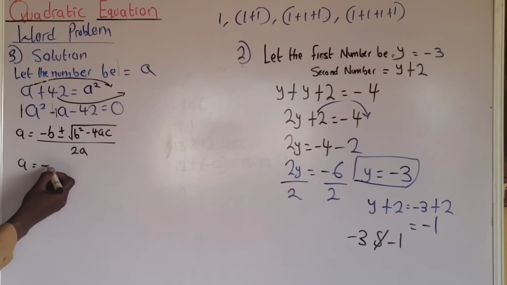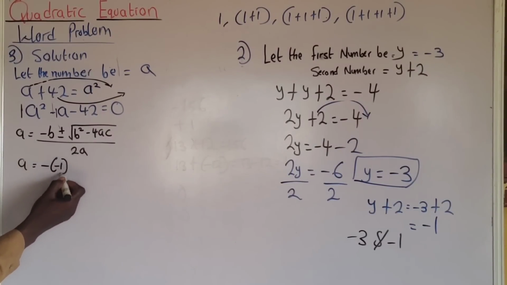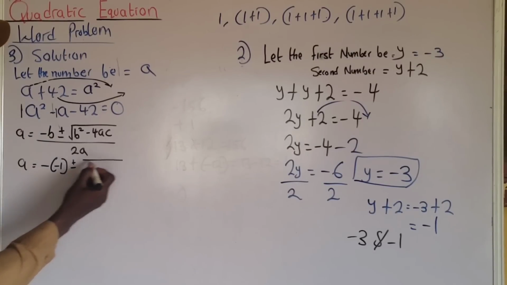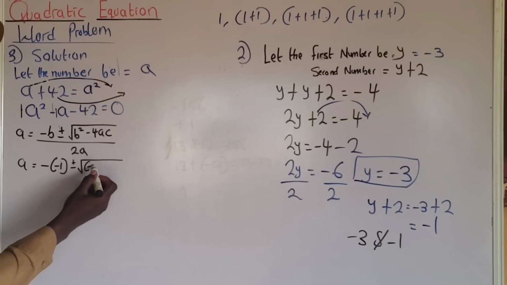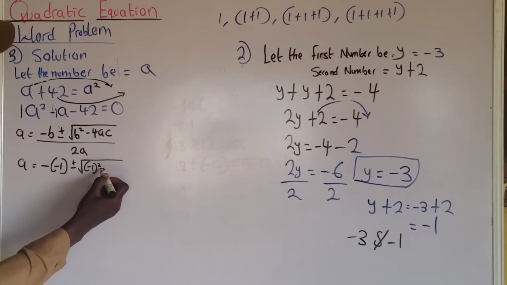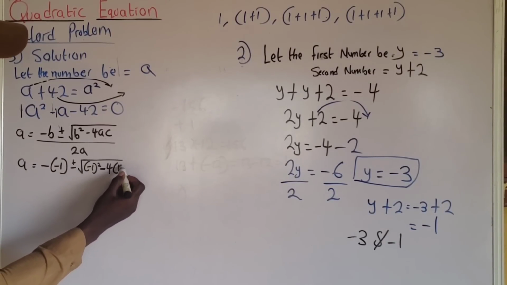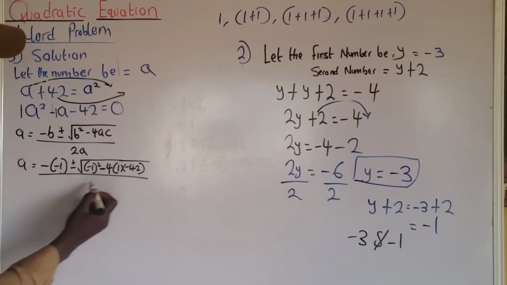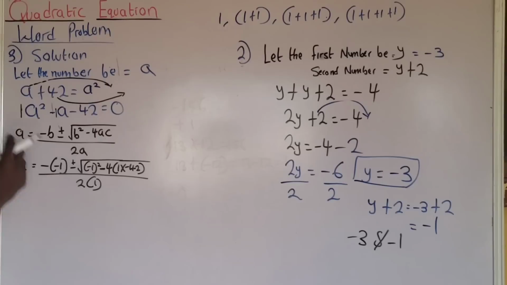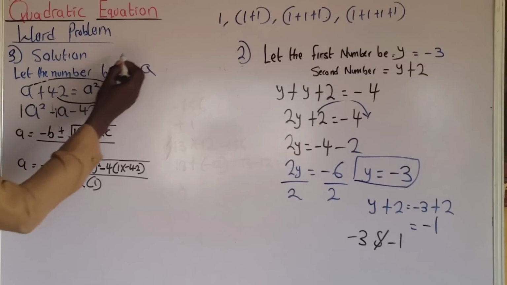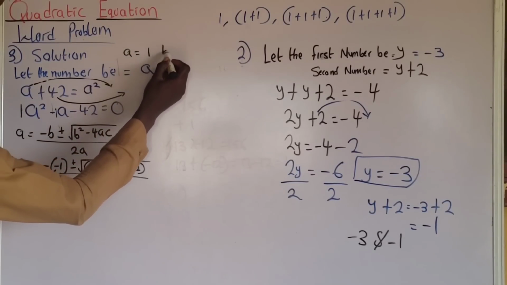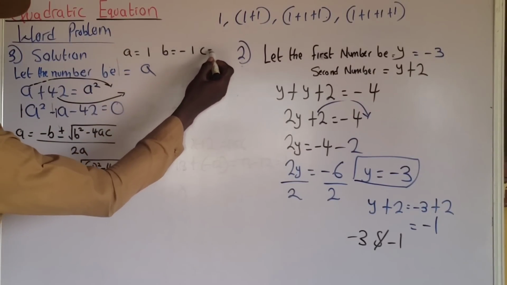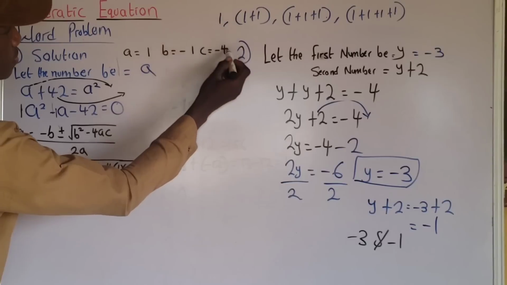A is equal to minus B, because B is minus 1, so minus minus 1, plus or minus the square root of B squared, that is negative 1 squared, minus 4AC, minus 4 multiplied by 1 multiplied by negative 42, all over 2 multiplied by 1, because 2A is what? A is 1. Maybe I should write it out. A is equal to 1, B is equal to negative 1, and C is equal to negative 42.